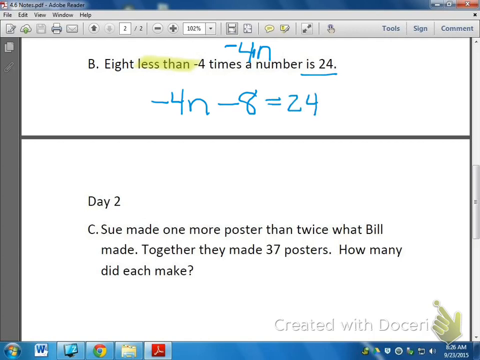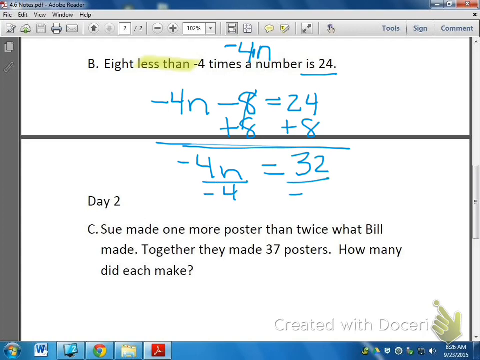Okay, Trayton, what would be my first step in solving this? Add 8 to both sides. Okay. What do I bring below the line? -4n equals 32. And now divide both sides by -4 so that n equals, what would that be? Good job. -8. Perfect. -8. Be careful of the less than.